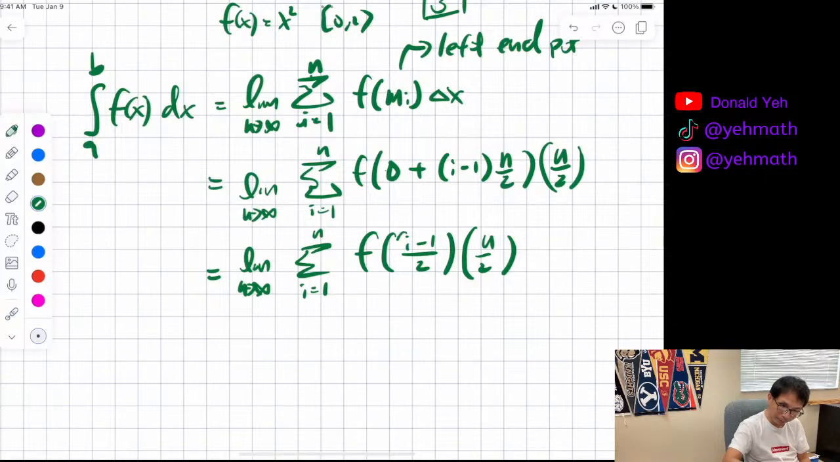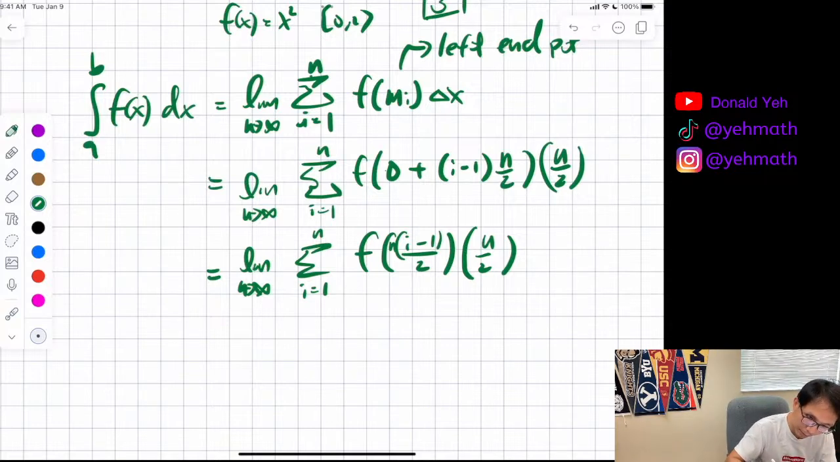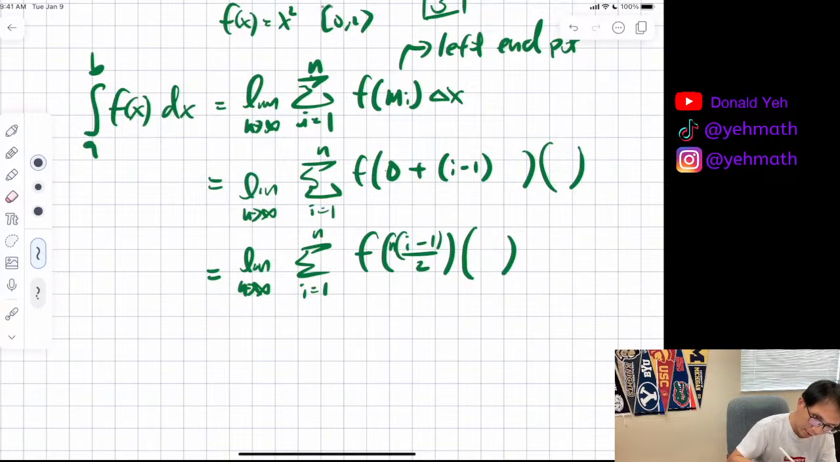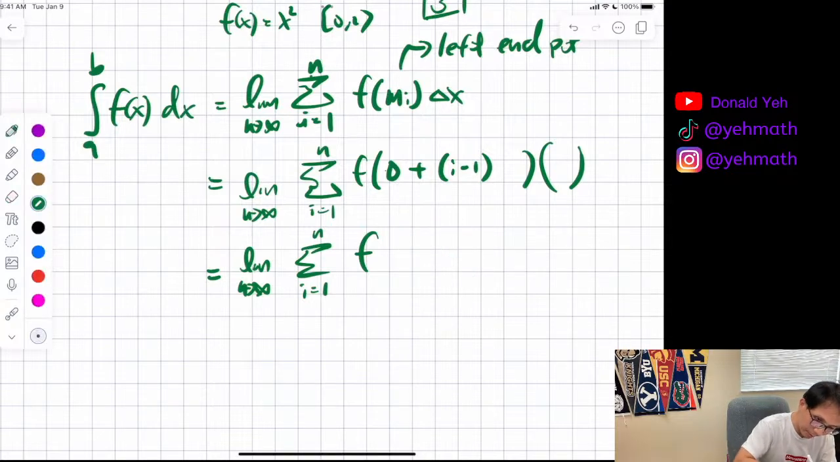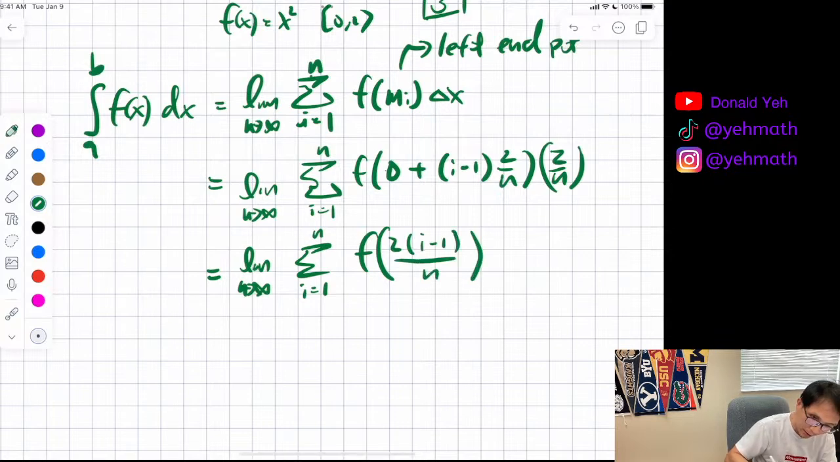Did I miss an n? Yeah, I did. It was b minus a over n. So wouldn't it be 2 over n? Did I mess up here? Yeah. Oh, yep. b minus a over n. Still too fast. So this one is 2 over n. My fault. Yes, 2 over n. So it'll be 2, thank you, i minus 1 over n times 2 over n. Is that better?